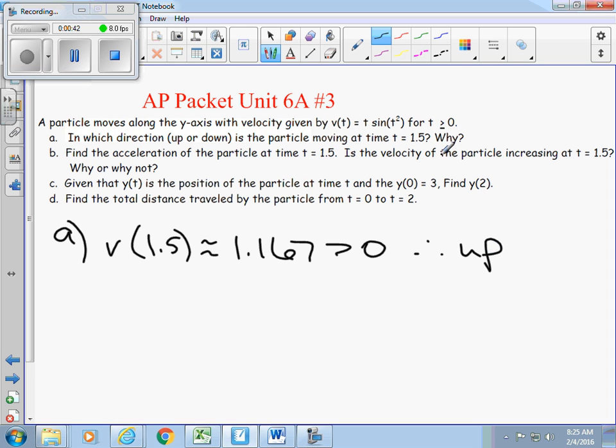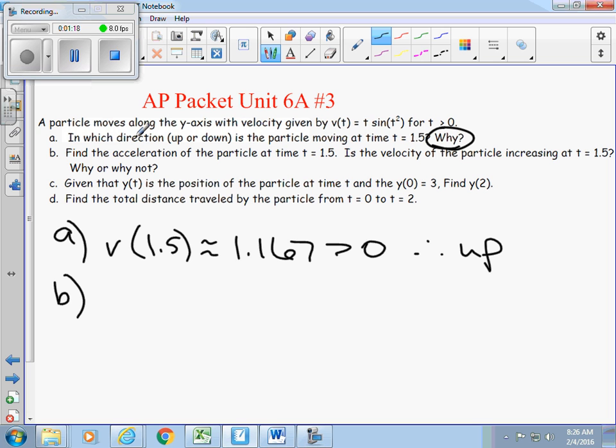Okay, this does say why, which is like a justify question. A lot of people think that means I need to write a book. Did I justify? Yes, velocity is this number, which is greater than 0, therefore up. Now, it's okay if you write a sentence, but you don't have to. It needs to be a complete thought. It doesn't have to be English sentences. It can be math sentences.